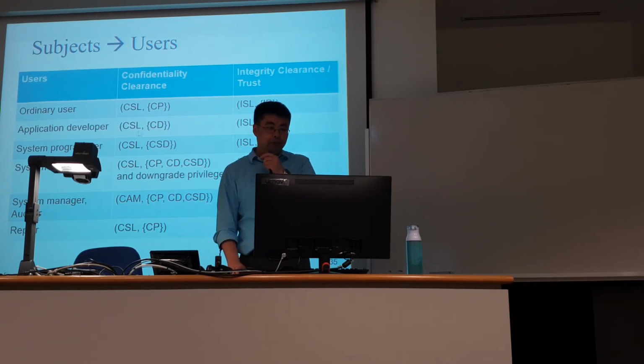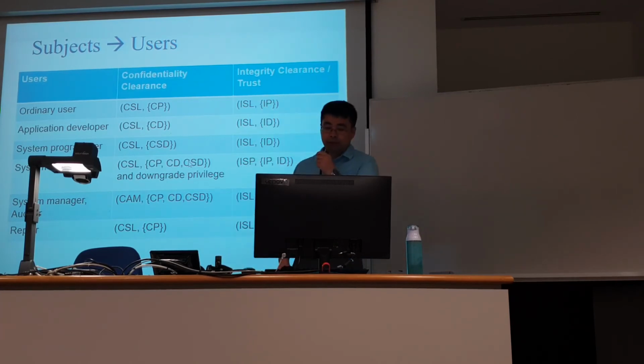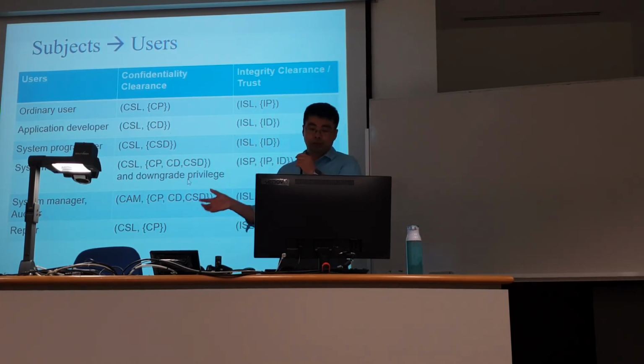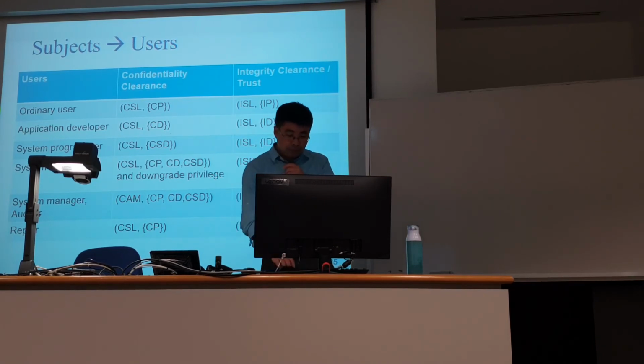And in particular, for software development, for the system controller, there is a particular privilege. This is called a downgrade privilege. This is basically to allow the system controller to change development software to production software. So usually in a company you can have a development version and the production version, right? So here the downgrade privilege is to change the development code to production code.